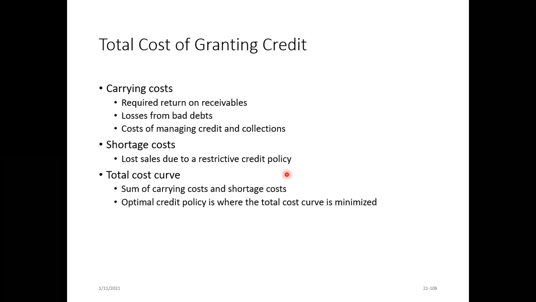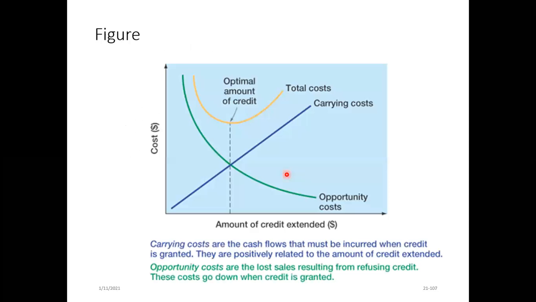Same principle as we used in inventory management and cash management: carrying cost and shortage cost. Here, see the figure. So the blue line. On the vertical axis, we have taken cost, and on the horizontal axis, we have taken the amount of credit extended, credit sales. Here, when we extend our credit period and credit sales, what will happen?